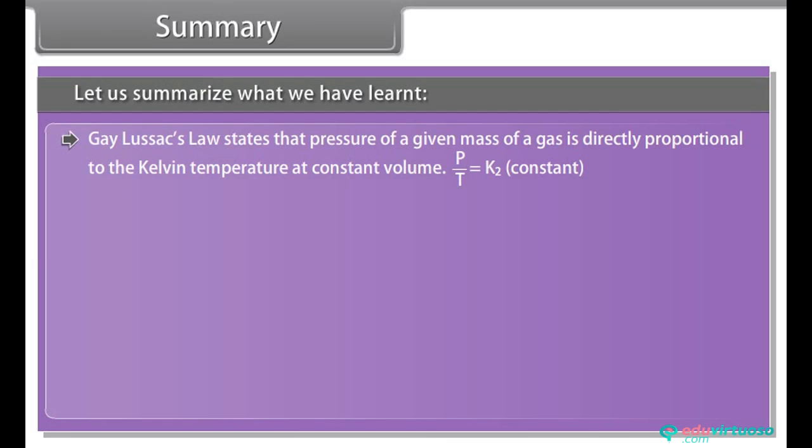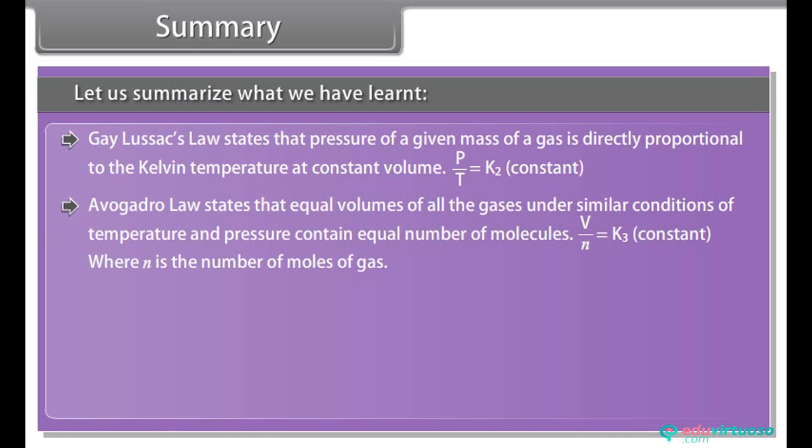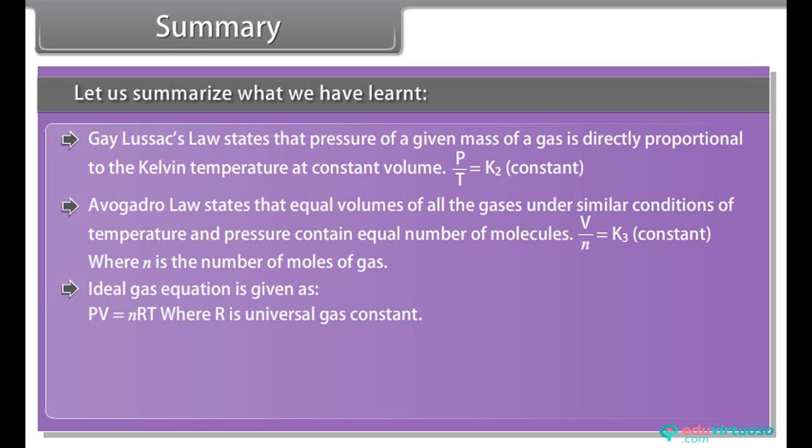Gay-Lussac's law states that pressure of a given mass of a gas is directly proportional to the Kelvin temperature at constant volume. P by T is equal to K2 is constant. Avogadro's law states that equal volumes of all gases under similar conditions of temperature and pressure contain equal number of molecules. V by N is equal to K3 is constant, where N is the number of moles of gas. Ideal gas equation is given as PV is equal to nRT, where R is the universal gas constant.